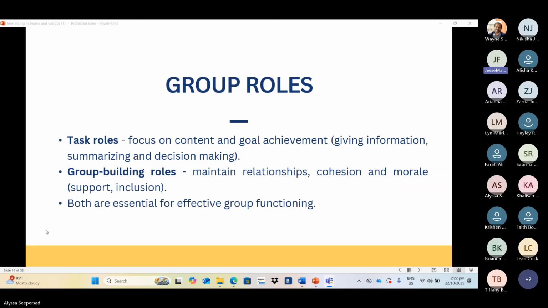Task roles focus on content and achieving the goals of the group. This role would include actions such as giving information and opinions, summarizing information to help the group proceed, as well as using decision-making strategies. Group building roles are actions that primarily focus on the individuals of the group, such as maintaining relationships, cohesion, and boosting self-esteem. However, both roles are essential for a group to function as effectively as it can.